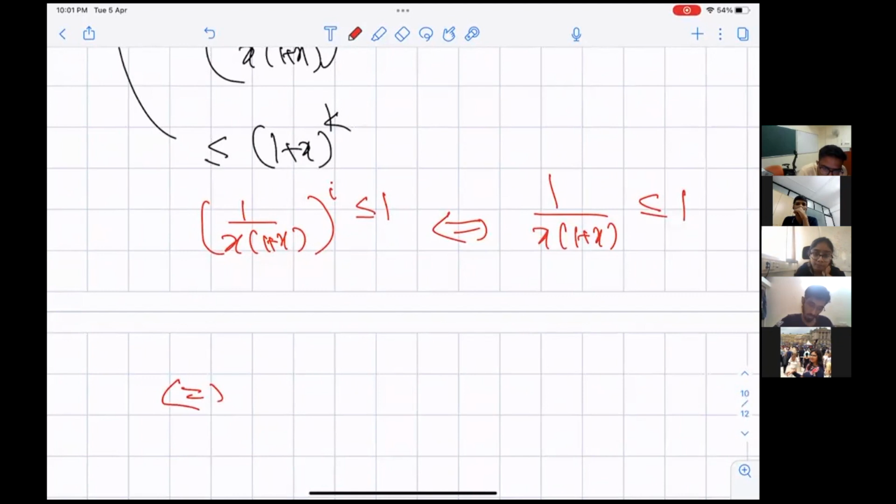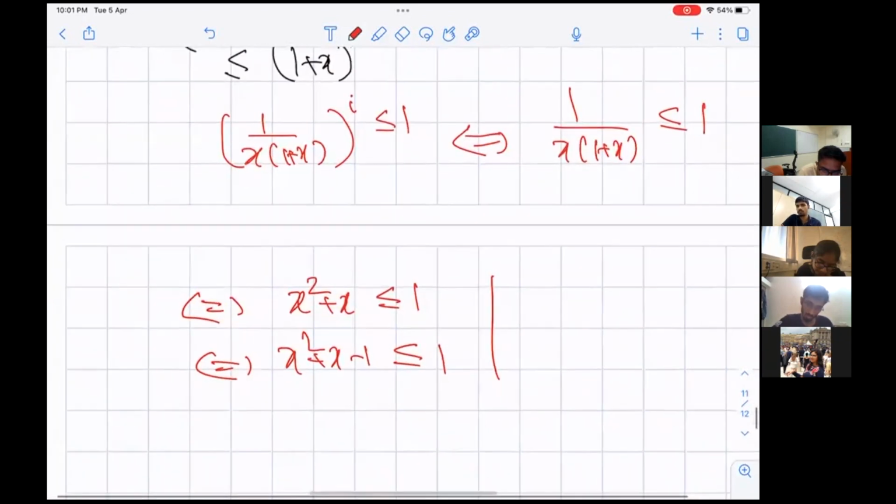So what are we getting? We are getting x squared plus x should be less than or equal to 1 if and only if x squared plus x minus 1 should be less than or equal to 1. This is precisely what, if you have done this, your generating function, this is exactly what you will get from binomial. So you find the roots of this equation, and then you will get 1.618.